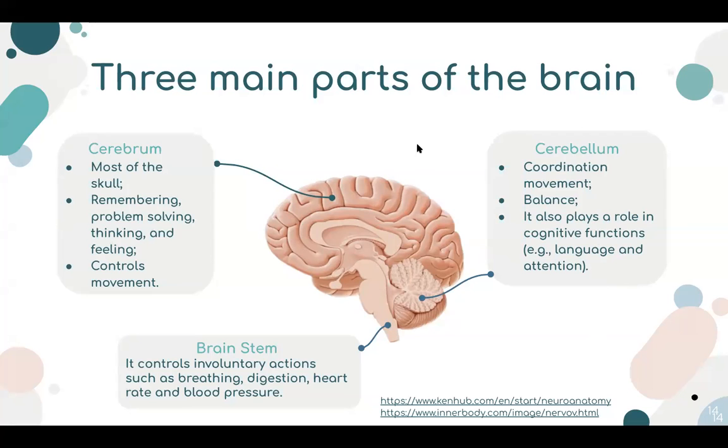a language and attention. The next part of the brain is the brainstem, and it controls involuntary actions such as breathing, digestion, heart rate, and blood pressure, meaning actions that you don't necessarily think about that are being conducted inside of your body on a daily basis.